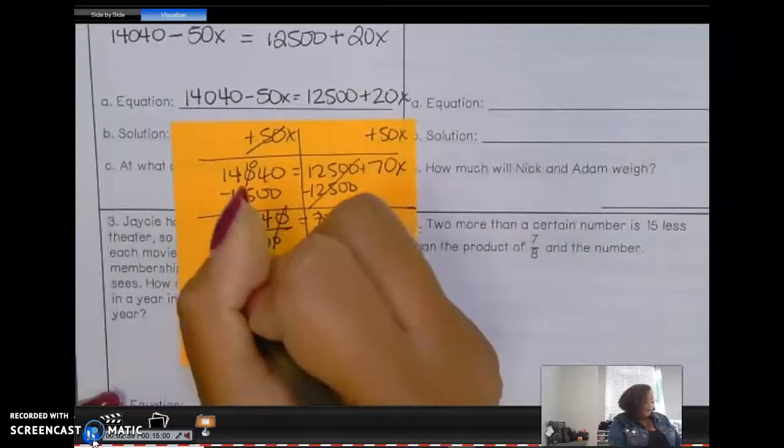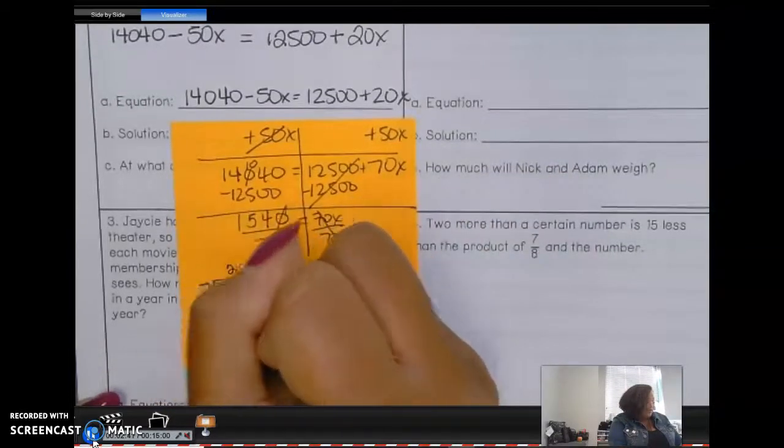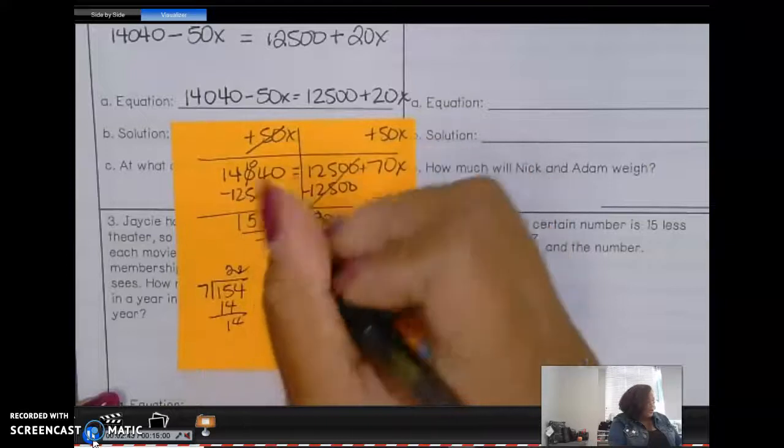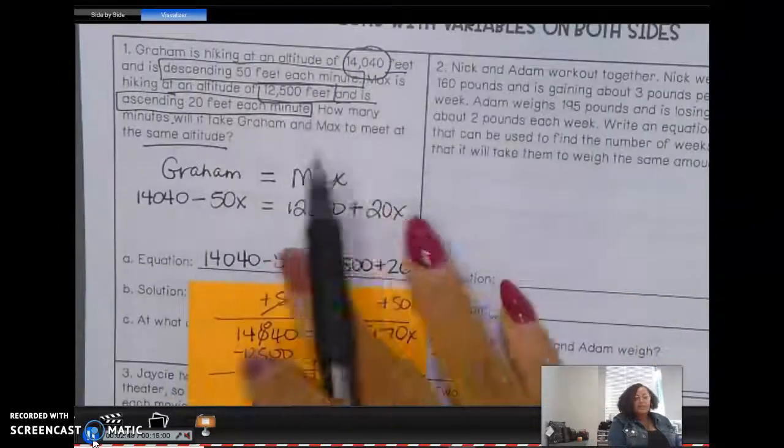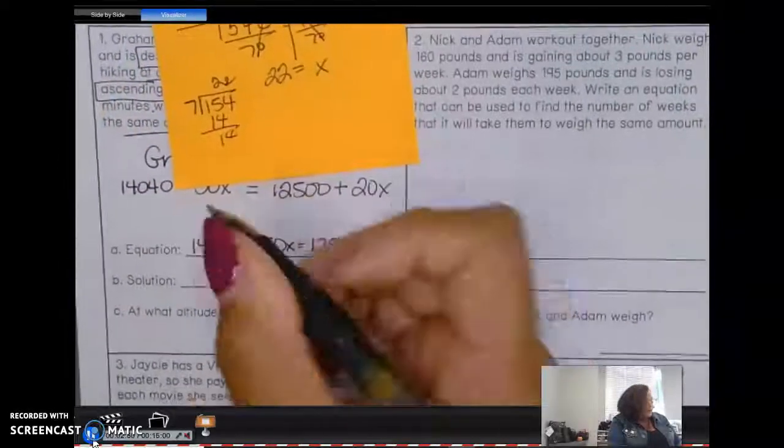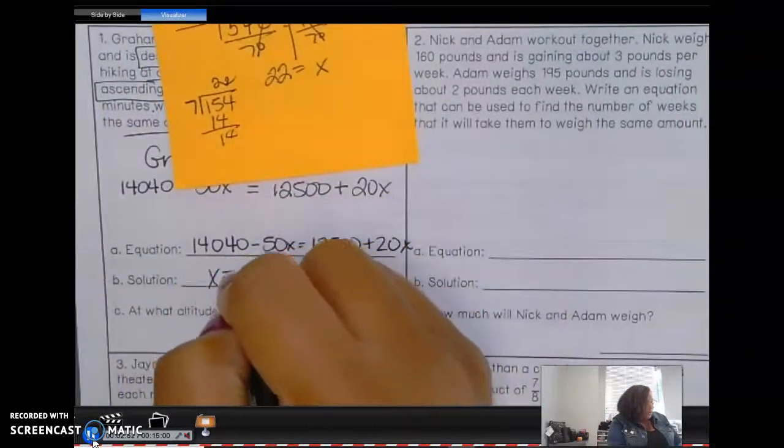You can use your calculator for this if you choose to do so. I don't mind. 22. So it will be 22 minutes that they'll be at the same altitude.